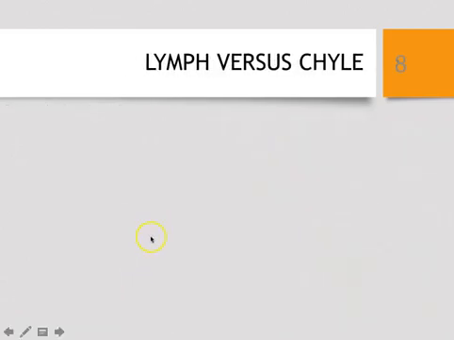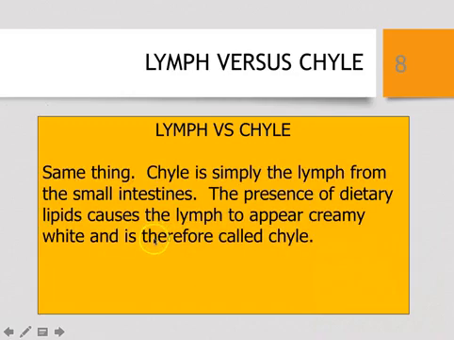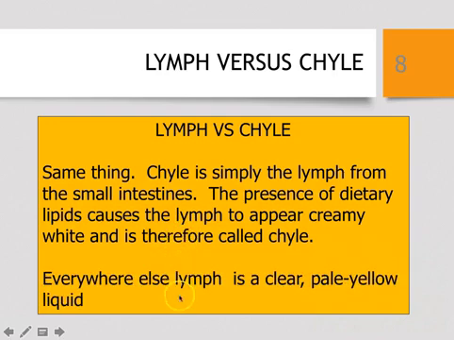So the difference between lymph versus chyle, essentially it's the same thing. Chyle is simply lymph from the small intestines, and because of all the fat that's in it, it ends up having more of a creamy white color. Think of a paint, like a creamy white. So it's not quite that straw color, but more of a creamy white color. Anyway, they decided to give it a different name because it had a higher fat content. So they call that fluid chyle versus lymph, but essentially it's the same thing.